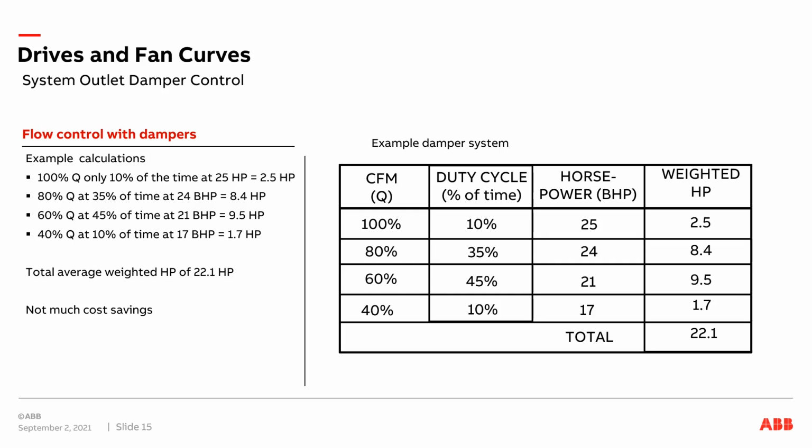There's not much cost savings here, but there is a cost savings. The system was designed for 25 horsepower, but because of the way the system works, by using dampers and causing increased pressure on the fan, reducing the efficiency of the fan, it also unloads the fan in a way that the horsepower that's needed drops. You get a lower total horsepower as an average.